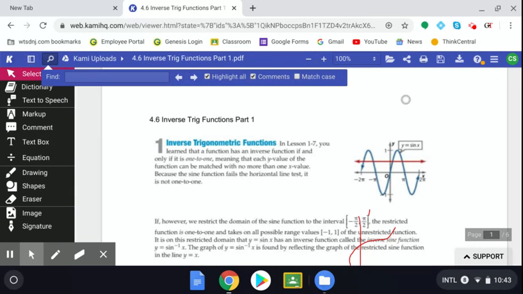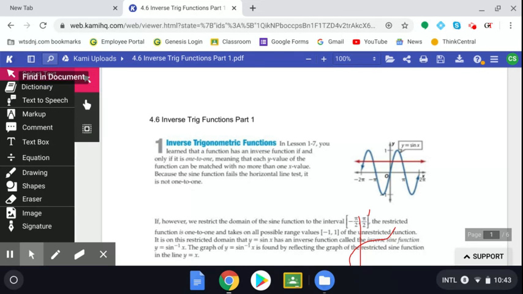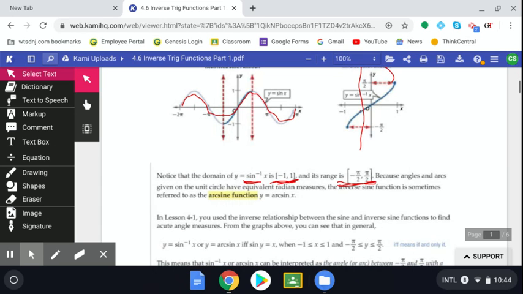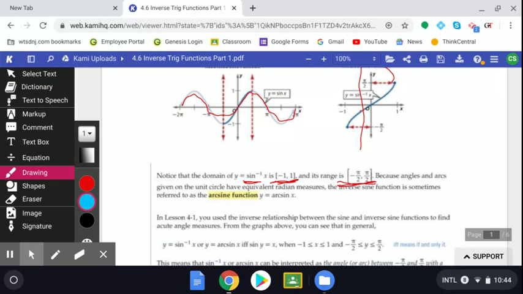Okay. All right. So it says here that the range is negative pi over 2 and pi over 2. So pi over 3 is in the domain because it's between negative 1 and 1, so it does exist. So because pi over 3 is here, then we are good.